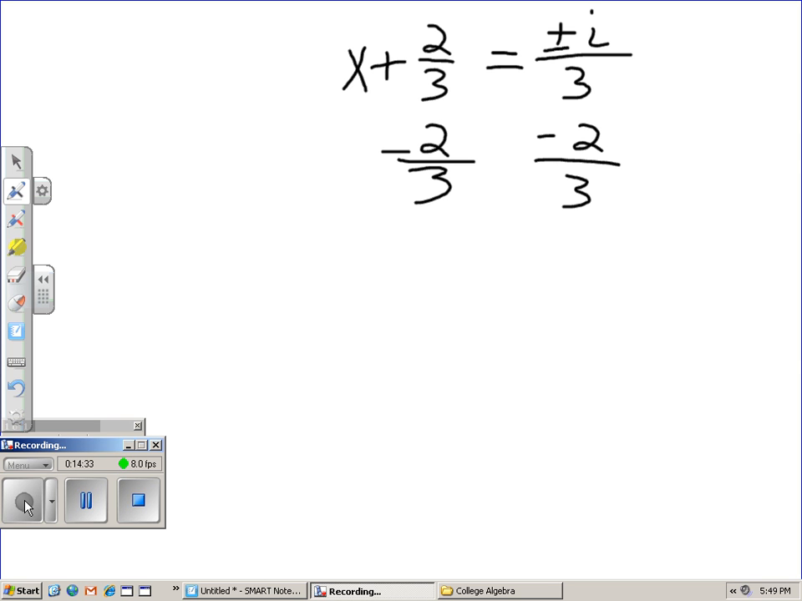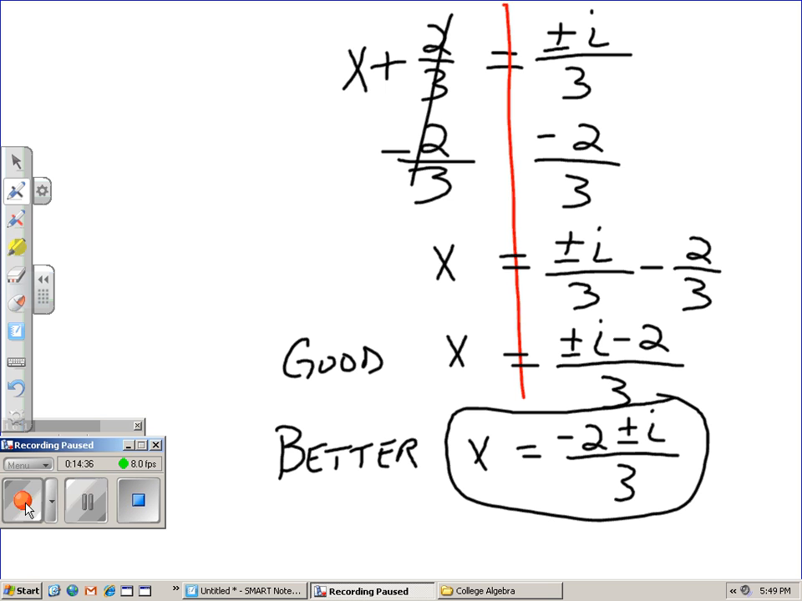I minus 2/3 from both sides to get the x alone. And we finish it. Remember, it's better if the whole number comes first, so -2 plus or minus i, all on top of 3 is the best answer.